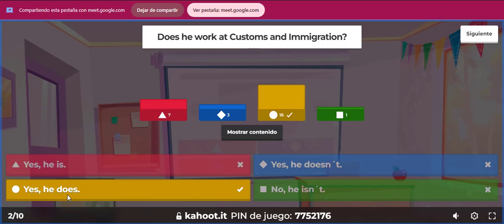For the negative answer, we'll need here to say no, he doesn't, instead of isn't. That's why the green one is incorrect. We cannot answer the red one that says yes, he is, because the question was not with the verb to be. We are using another verb, the verb work. And in the case of the blue one, we have a combination of affirmative and negative, which is not correct.